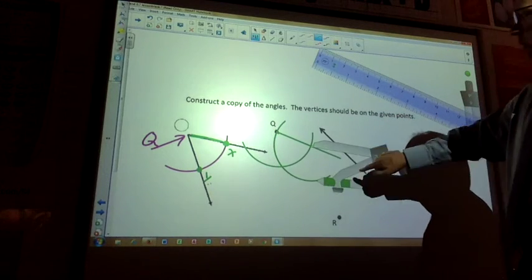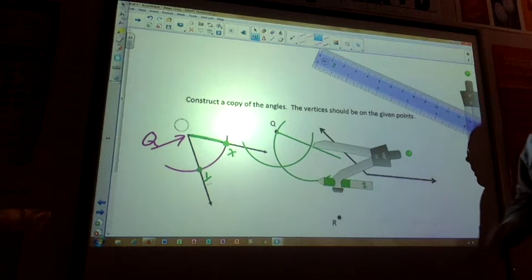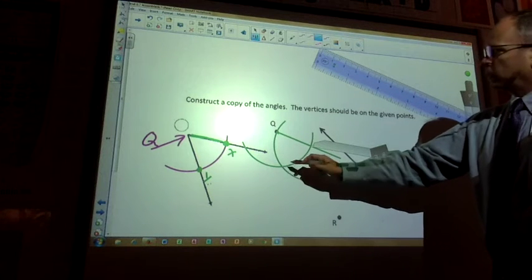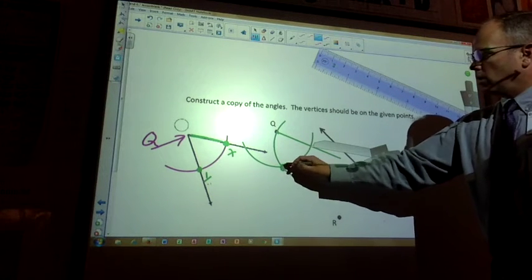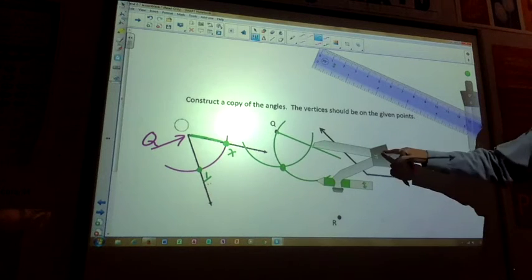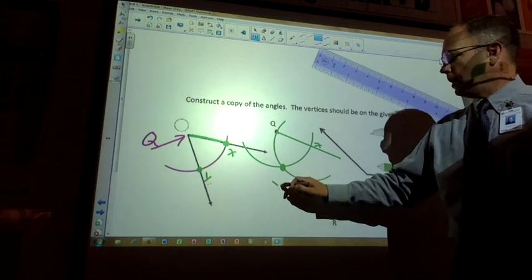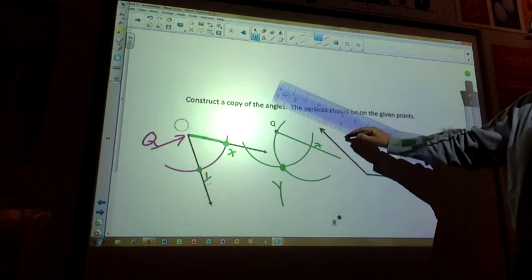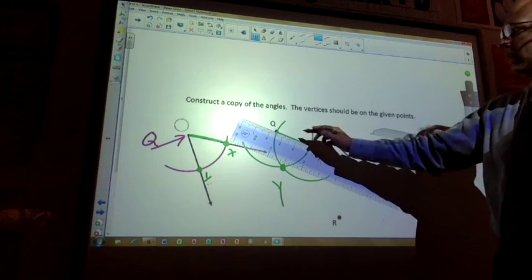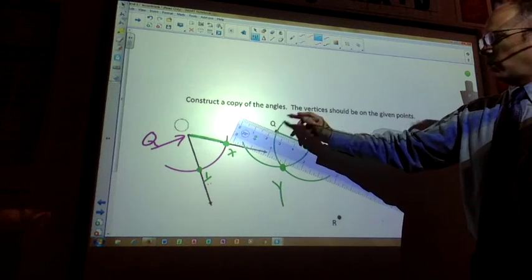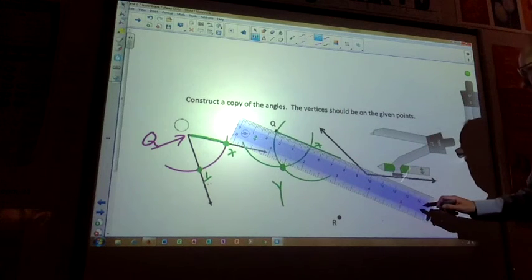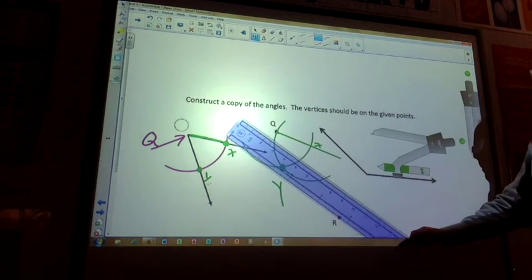So now I'm just going to swing an arc like that. Okay, notice this intersection right here. What point is that? It's going to be my new point Y. Using my straight edge, I'm going to go from Q. And yes, I realize my intersection went all the way up to point Q. That's fine.